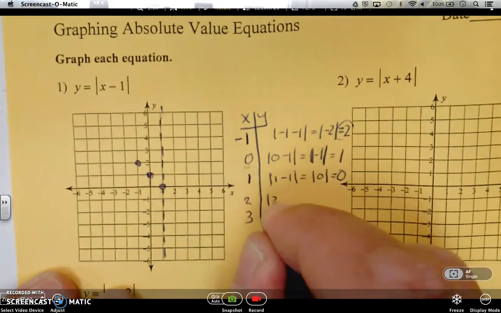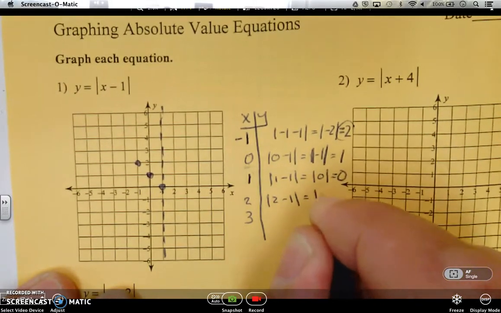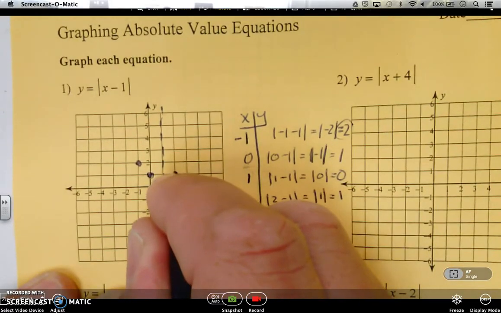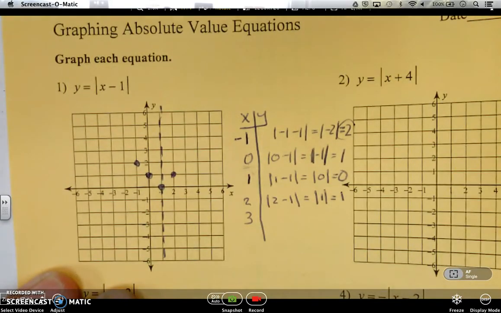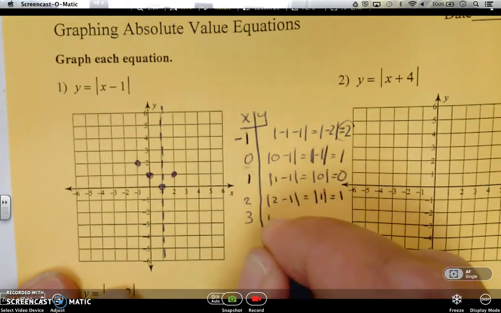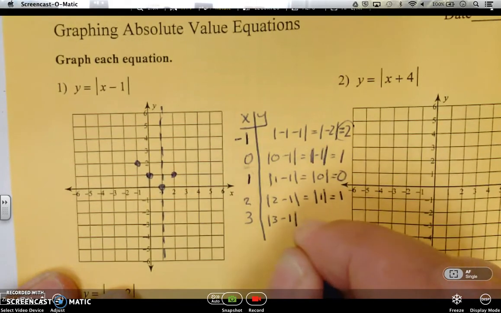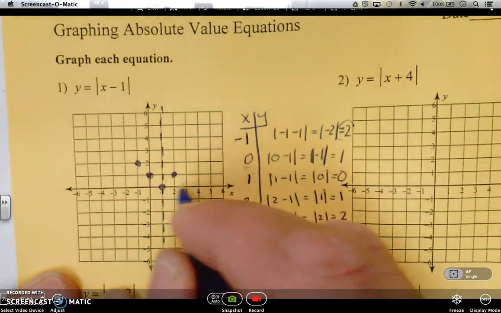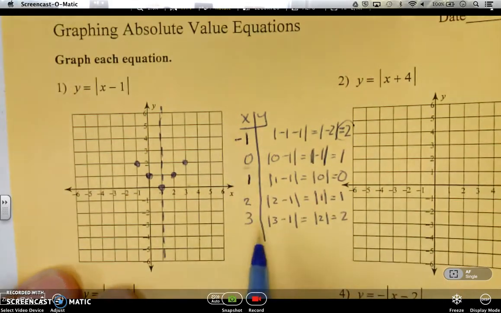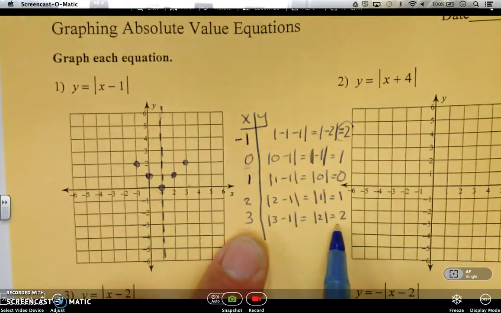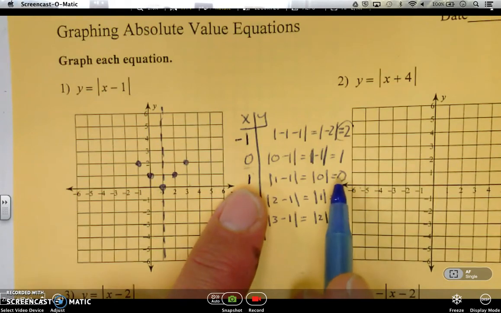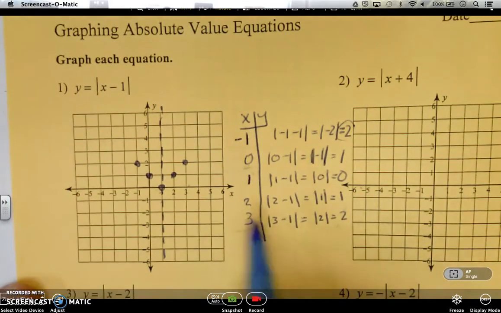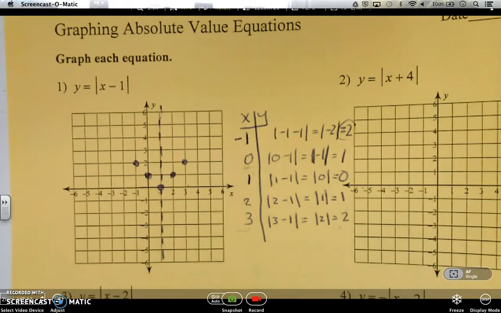Plug in 2. Absolute value of 2 minus 1 is absolute value of 1, which is 1. Next, we'll plug in 3. Absolute value of 3 minus 1. So that's going to give you absolute value of 2, which is just 2. So go across 3 and up 2. So each one of these is a point: 3, 2; 2, 1; 1, 0; 0, 1; and -1, 2. Each time you plug in an x value, you're getting a point.